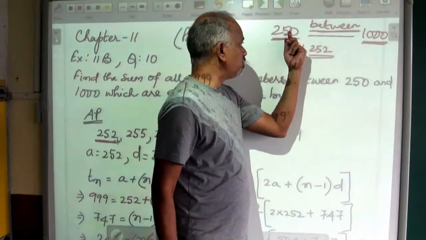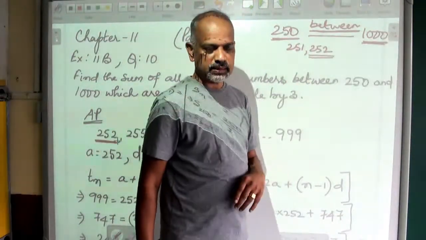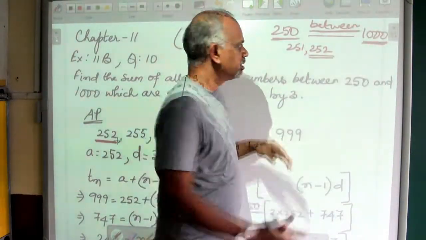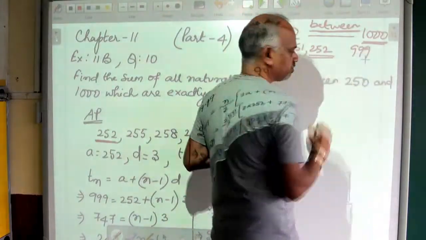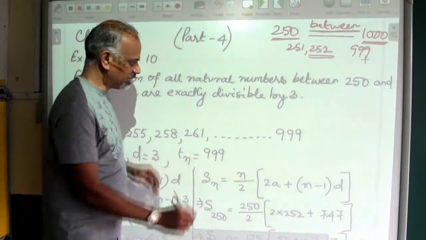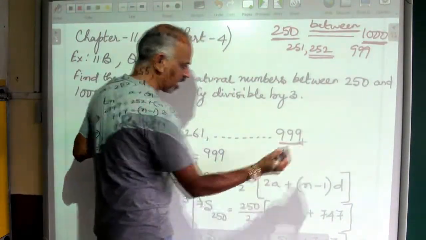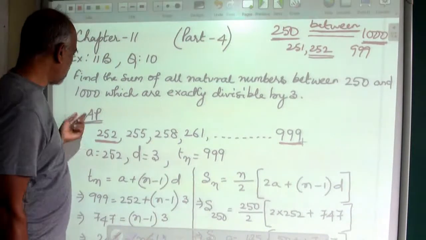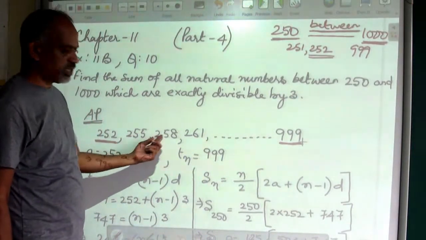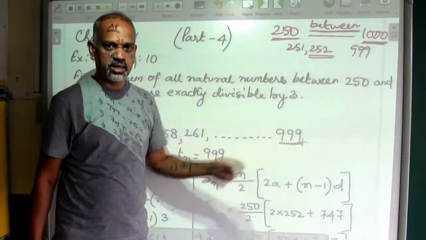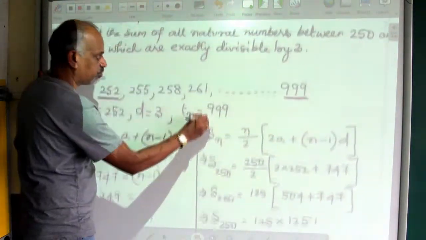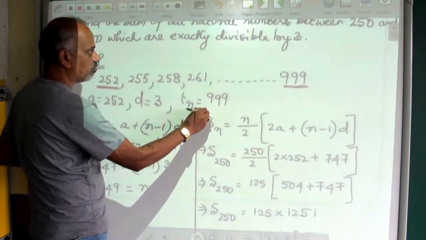And it says between 250 and 1000. So 1000 is not included. So before 1000, which number is there? That is 999. 999 is divisible by 3, so that will be the last number. So our arithmetic progression starts with 252, 255, 258 and so on up to 999. This you know, the AP. The question is find the sum of all these numbers.